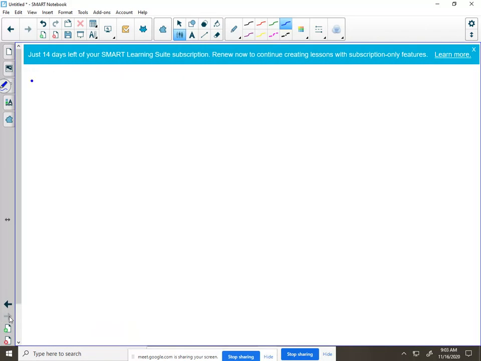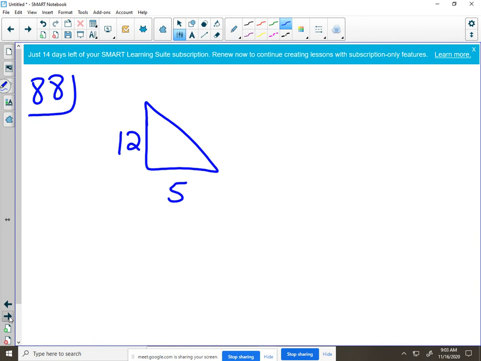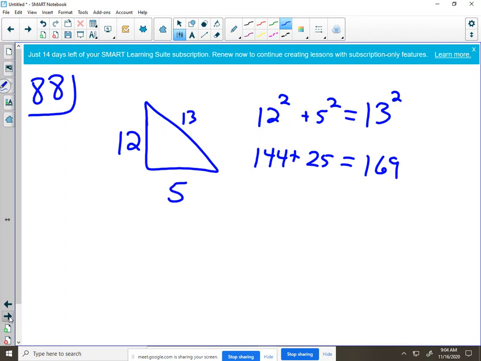Number 88. Okay. 12, 5, and 13. How do I check that out, Gavin? Because I know that 13 is my hypotenuse. You want to see Taylor do one, then you can do 90? 12 squared, okay, I like 12 squared, plus 5 squared, equals 13 squared, right? So that's 169. 25, 144. I add those together, 9. So it would be yes, if they equal each other.